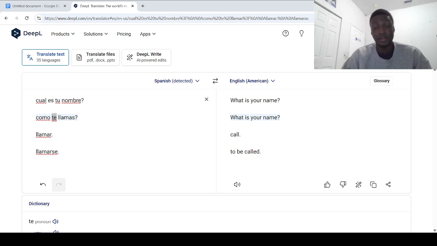Llamas is conjugated in the tú. The reflexive pronoun that corresponds with tú is te. So you will notice that there's a te in front of the llamas. That way, they agree with each other.